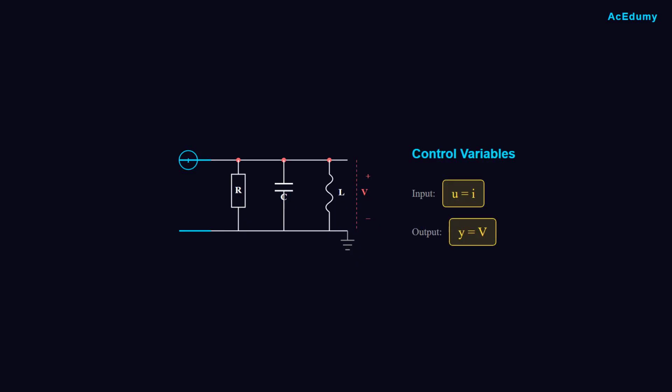The first rule of control engineering is to clearly define our input and output. What do we want to achieve, and with what? We want to control the output voltage V using the input current I. In control notation, input is represented by U and output by Y. So we define U equals I and Y equals V.